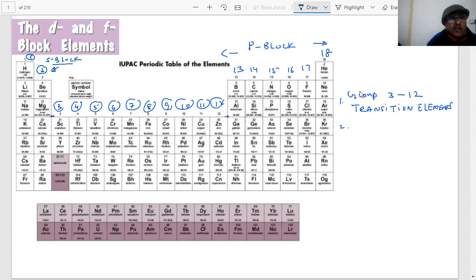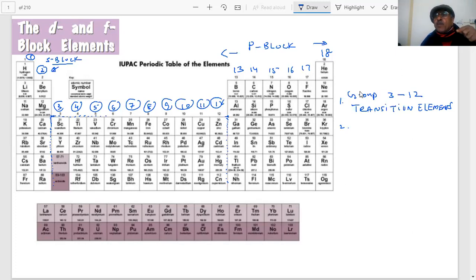Group 3 to 12, this one, students, as you can see, these groups, and here you can see what we are doing. I'm just putting a mark on that, group 3 to 12. These are the transition elements. First, the definition of the transition elements. What are transition elements? The first question is always like this in the paper. What are transition elements, students?